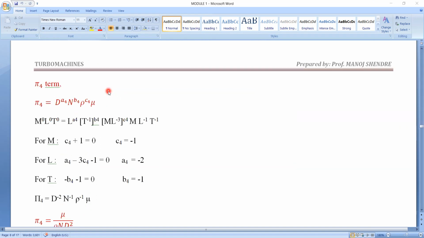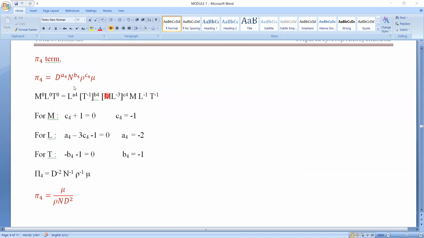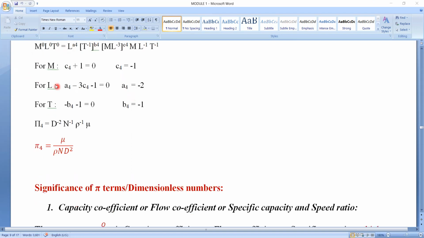Lastly, for the dynamic viscosity, the pi 4 term: pi 4 equals d to the power a4, n to the power b4, rho to the power c4 into the viscosity term as it is. Now after this, repeat the same procedure by writing the dimensional form of the various dimensions. Similarly, after comparing the powers of M, L and T, you will get the c4, a4 and b4 values.